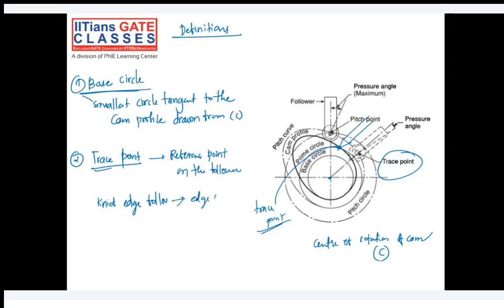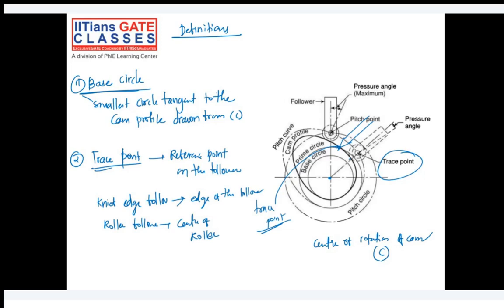So for a knife edge follower, it is the edge of the follower itself. And for a roller follower, it is the center of the roller. Okay. I hope you understood here. Okay. You might have drawn this in engineering drawing. That's an engineering drawing topic. In this exam, you are not expected to draw or anything, but you should be aware of it.